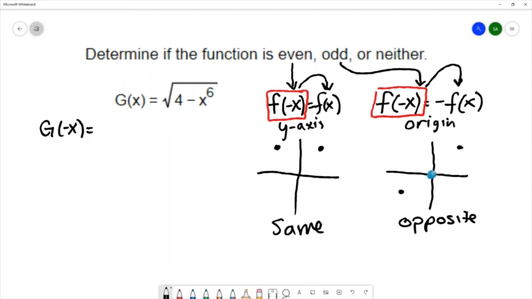The first one, which is even, the two y values equal each other, and you can see that the y values are the same here for these points. And opposite, we've got a negative here, and these y values are opposite of each other when we have origin symmetry. So I'll do the calculation g of negative x. Everywhere I see an x, I'm going to change it to negative x.